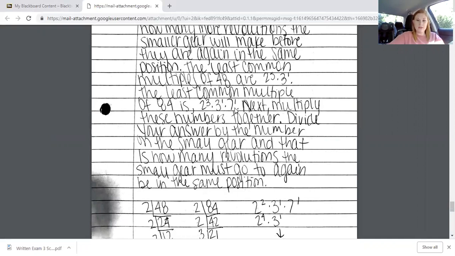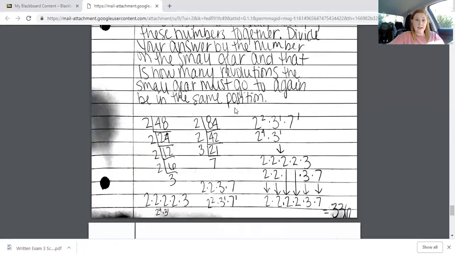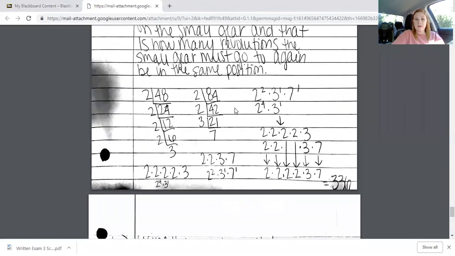Next, we will multiply these numbers together. Divide that answer by the number on the smaller gear, and that is how many revolutions the small gear will go again to be in the same position. And what I did here is I broke it down using that same method we used just a moment ago. I put the number 48 here, and then you see I did the 2, and then that would leave 24. I did 2 again, that would leave 12. 2 again would leave 6. 2 again would leave 3. That is a prime number. We cannot go any further.